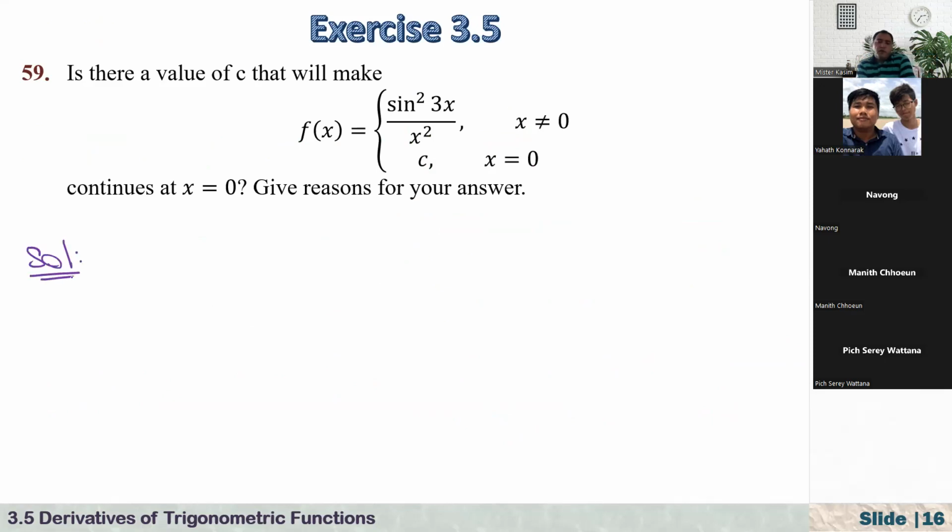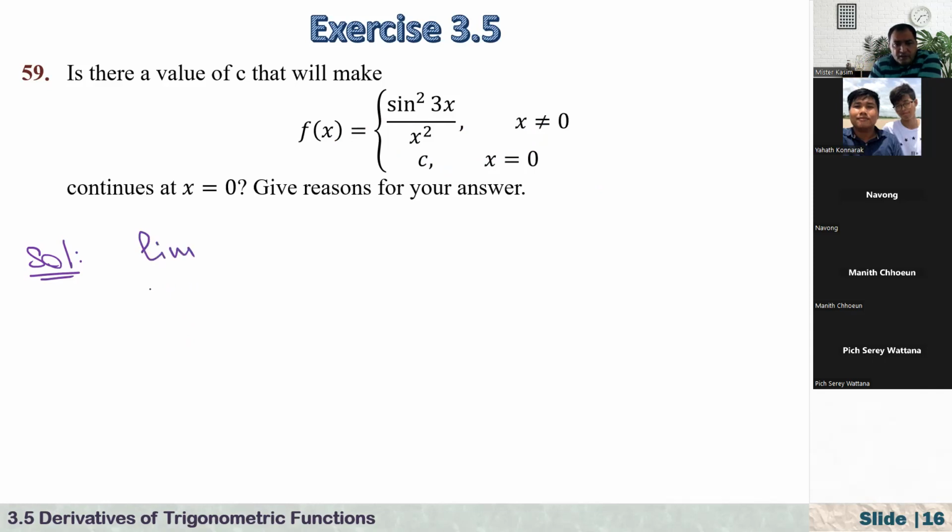If you remember, when can our function be continuous? That means that at x equals 0 we have continuity, right? It can be continuous if the limit of f of x as x approaches 0 is equal to c. If it is so, at that time it will be continuous. Otherwise, it cannot. So let's evaluate the limit.